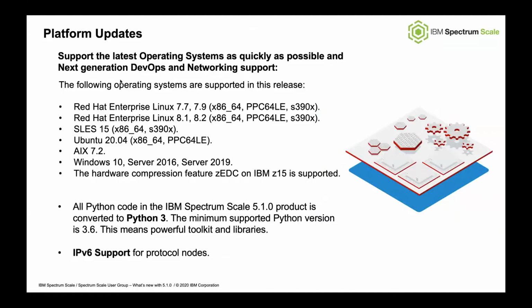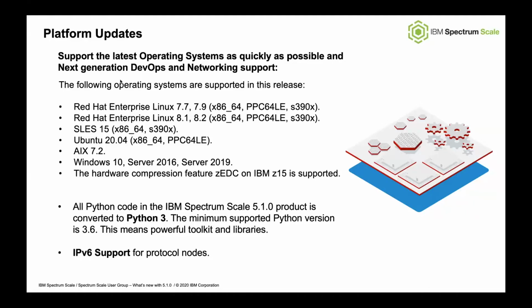Spectrum Scale 5.1 supports Red Hat Enterprise Linux 7.7, 7.9, 8.1, 8.2 for the three principal platforms, x86, PowerPC, and 390X. SUSE Linux Enterprise Server 15 for x86 and 390X. Ubuntu 20.04 for x86 and PowerPC, AIX 7.2, and Windows 10, Server 2016 and 2019. Additionally, Enterprise Data Compression is supported for this version on IBM Z15.